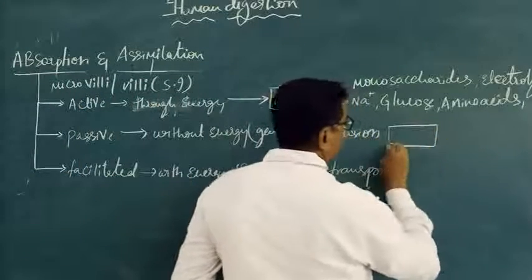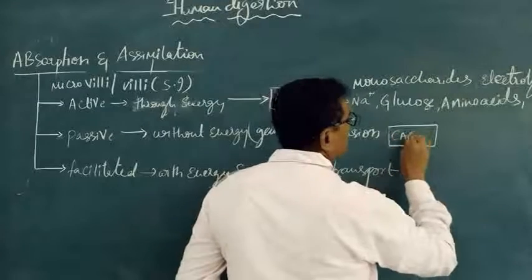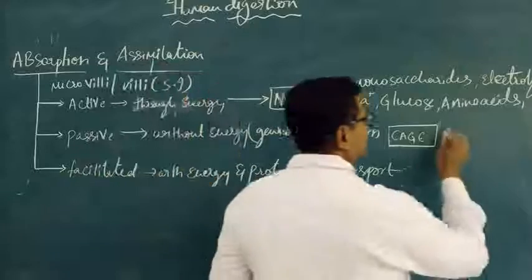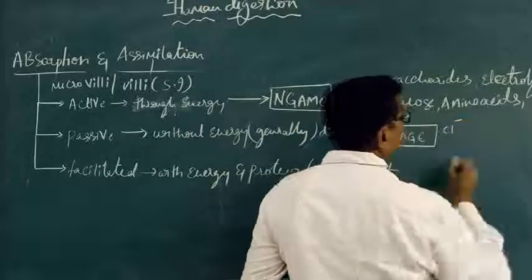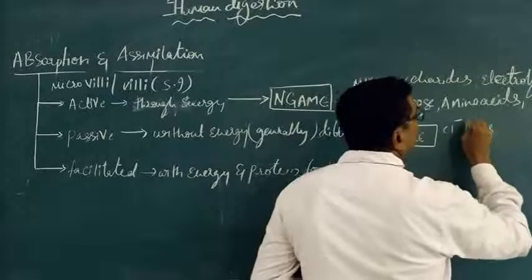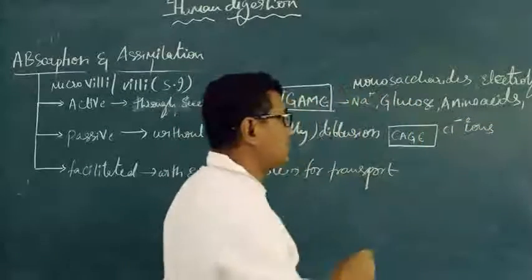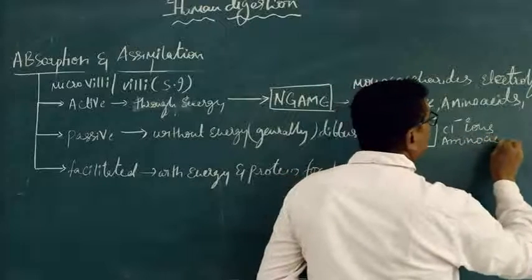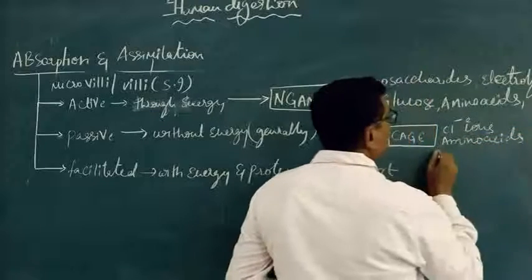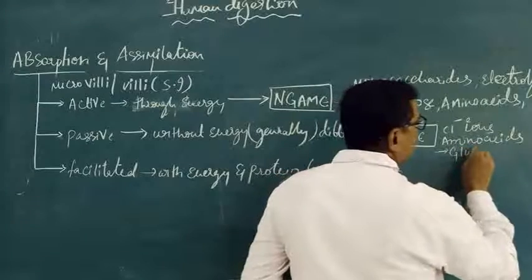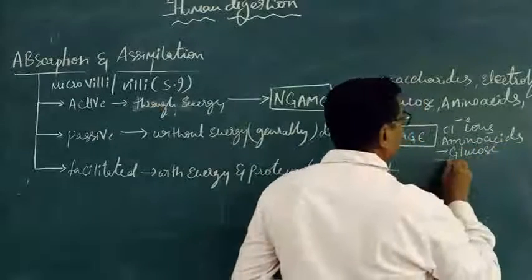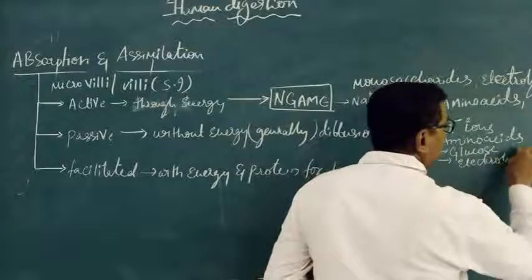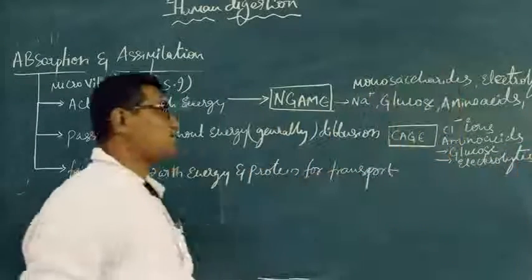Remember the term CAGE, that is chloride ions, amino acids, glucose and electrolytes are transported by this method.